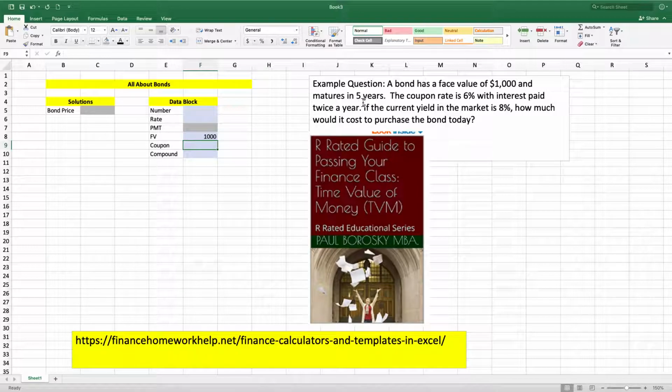Then we have matures in 5 years. All that means is that we're getting our money back in 5 years. The coupon rate is 6%, so we're going to type in the 6% right here.